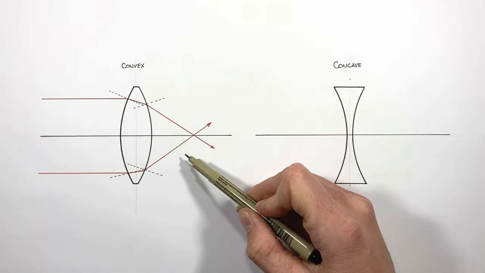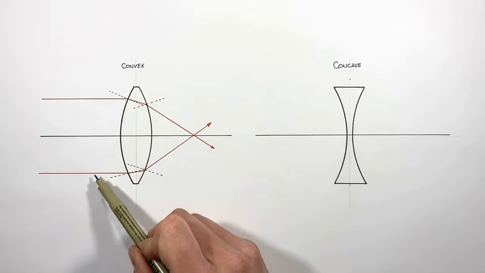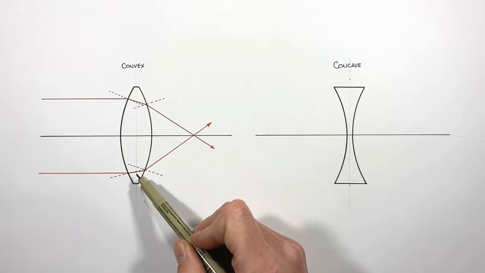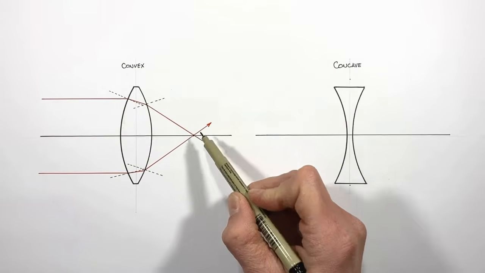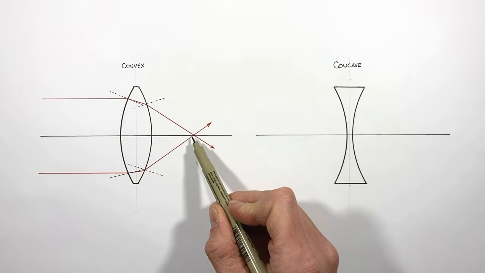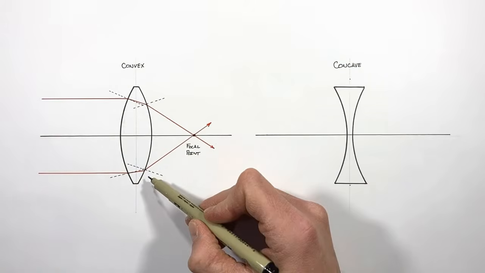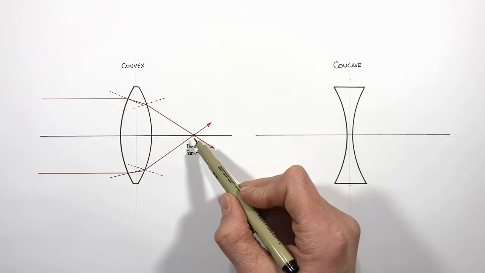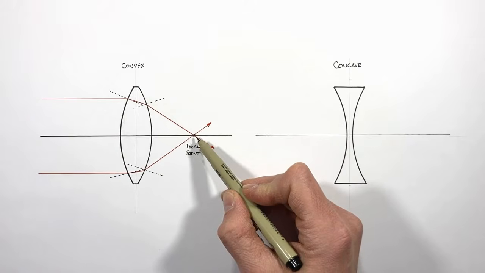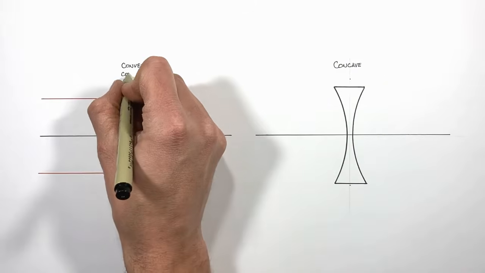So what we see is when light traveling parallel to the principal axis, whether that be up here or down here, strikes a convex lens, that light is refracted through this point right here, or forced to converge at this point. And this point is what we call the focal point. Because a convex lens forces light which is coming in parallel to the primary axis to converge on a point, we say a convex lens is convergent.